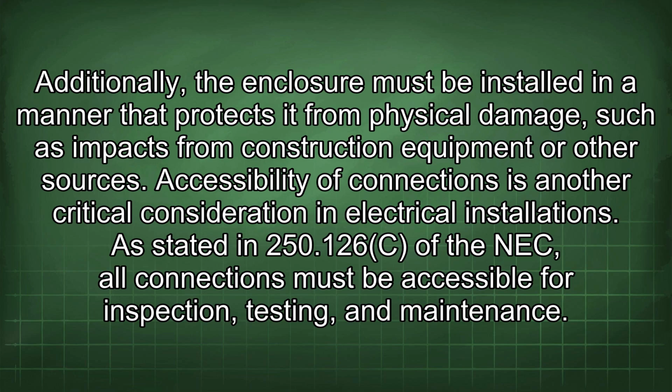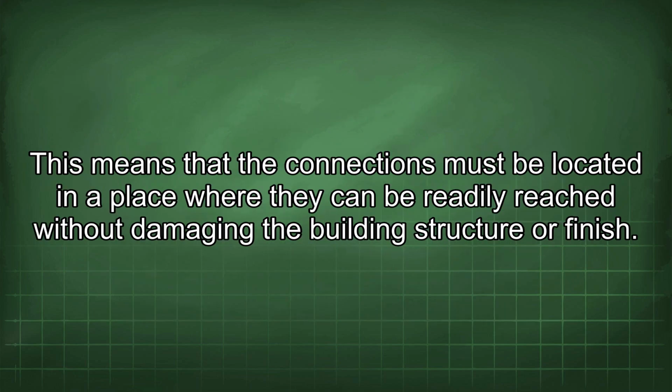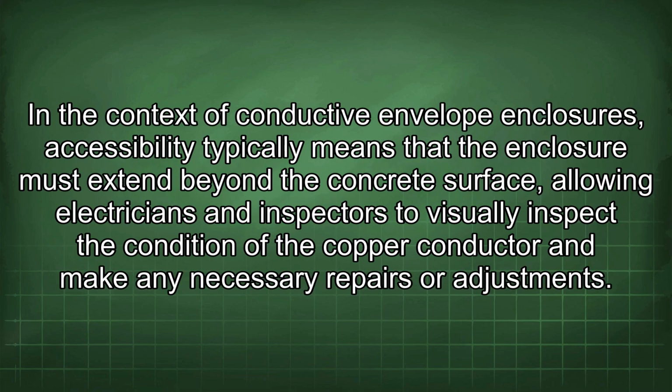As stated in 250.126(C) of the NEC, all connections must be accessible for inspection, testing, and maintenance. This means that the connections must be located in a place where they can be readily reached without damaging the building structure or finish. In the context of conductive envelope enclosures, accessibility typically means that the enclosure must extend beyond the concrete surface, allowing electricians and inspectors to visually inspect the condition of the copper conductor and make any necessary repairs or adjustments.